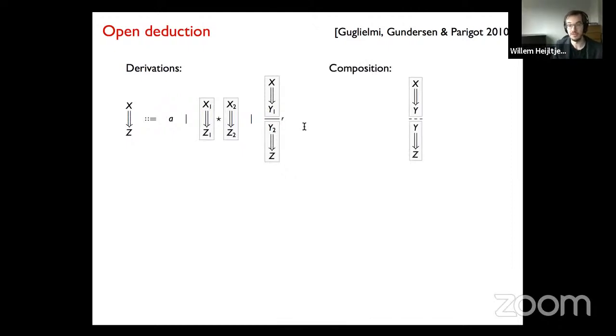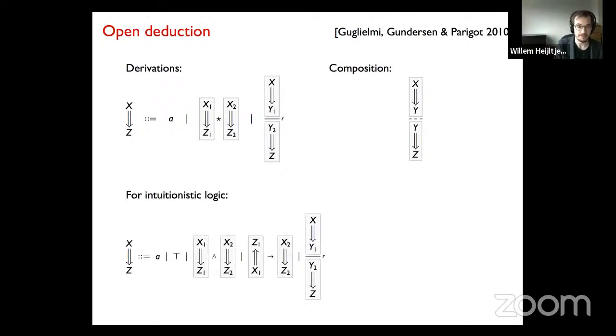And then you can derive ordinary composition, the expected notion of composition, because when you plug them together, eventually you will hit a rule and it all works out. And you can capture intrinsic logic in this system quite neatly. So here are the derivations.